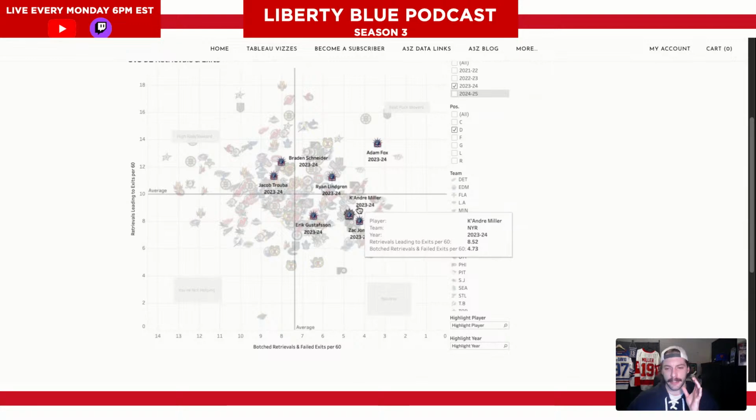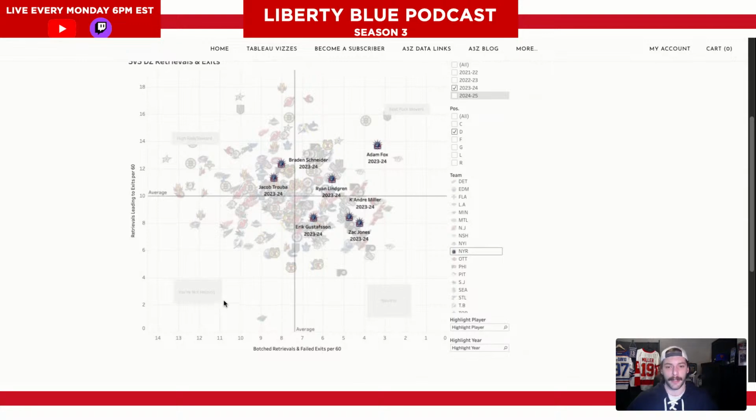Miller is here, ish, right? Yeah, Miller's here. This way is bad. Botched retrievals, failed exits. That means you got the puck and you lost it, or you had the puck and it got taken away. Retrievals leading to exits, meaning you went back and got the puck, and then because you went back and got it, the team was able to transition from defense to offense. When you look at this, Fox, retrievals leading to exits.